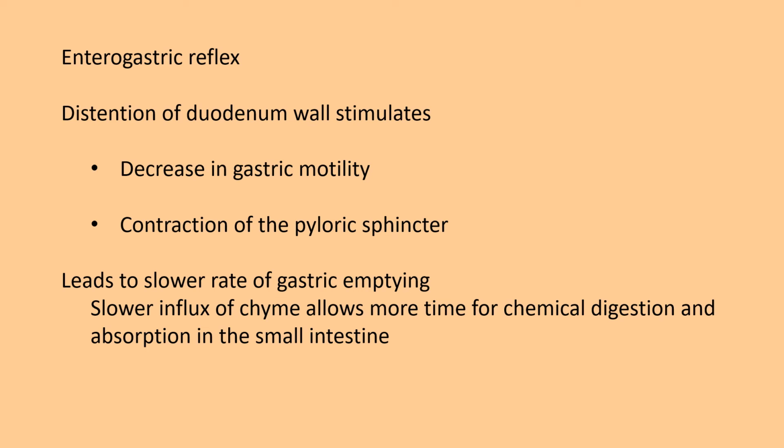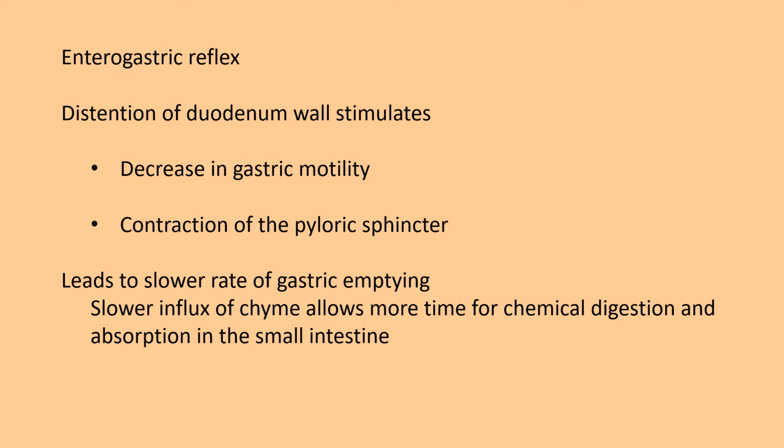So the primary source of sensory input for the enterogastric reflex is distension of the duodenum wall. So the stretching of the wall is the sensory input that leads to these two major forms of motor output: a decrease in gastric motility along with contraction of the pyloric sphincter. So the enterogastric reflex slows or decreases the intensity of that churning action of the muscularis, the layers of muscle of the stomach. They slow down.